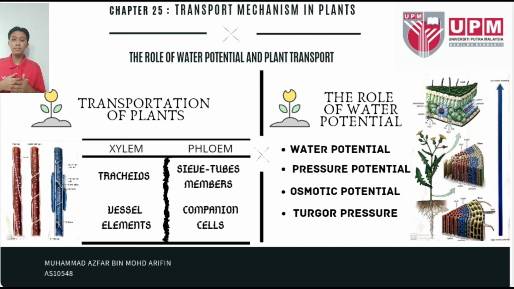To sum up, transportation in plants is about the involvement of xylem and phloem and the role of water potential, which is really necessary for plants to get water to run their metabolic process for them to live. So we as humans should always give water to the plants so they can live healthily. That is all from me.